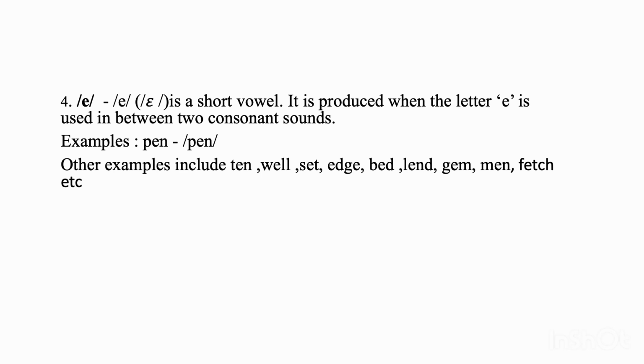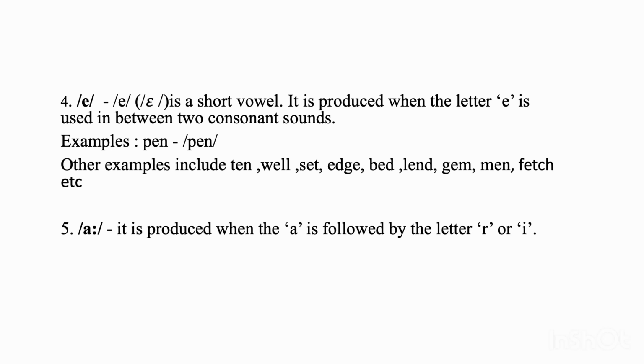Now we move on to the fifth one. It is produced when the letter A is followed by the letter R or I. So this is a long vowel because it has the colon. Now, the difference between the short and the long vowel is that the long vowel is stressed, and it usually has a colon when it is transcribed in the dictionary to communicate to you that it is meant to be stressed. So let's look at example. Dark, dark.